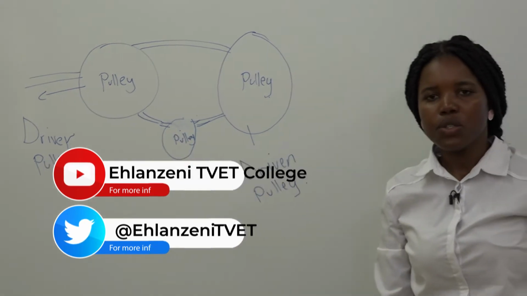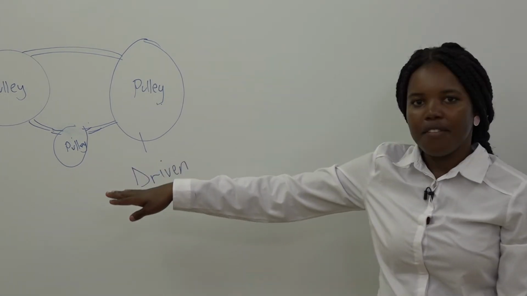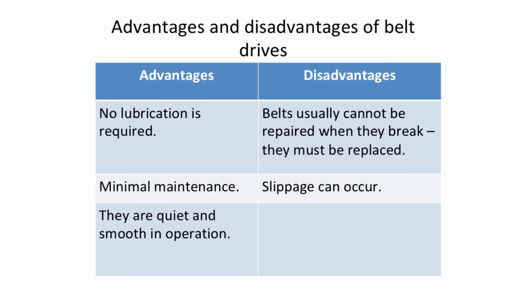An idler pulley. Now that we understand what a driver pulley, an idler pulley, and a driven pulley are, I want us to check the advantages and the disadvantages of a belt drive. Firstly, we'll focus on the advantages. Number one, no lubrication is required. Belt drives are self-lubricated. You don't need to lubricate.